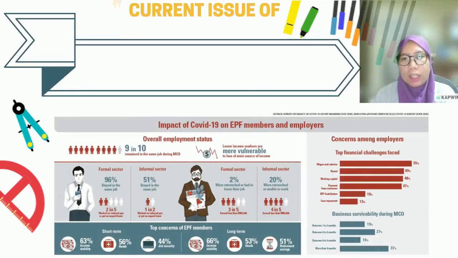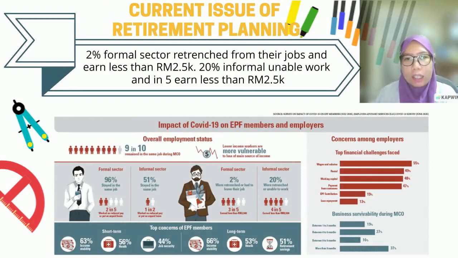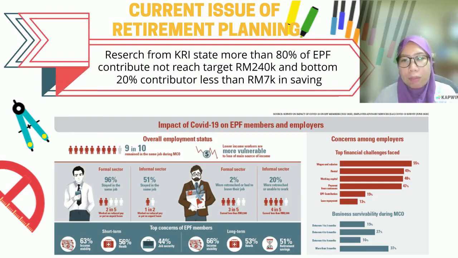Figures show that 2% of workers in the formal sector were retrenched from their jobs and earn less than RM2,500. After that, 20% of the workers in the informal sector were retrenched or unable to work, and in fact earn less than 2,500. Based on data from EPF, 54% of those who reach age 54 have saved less than 50,000 for retirement. Research by KRI Senior Research Associate Hawati Ahmad Hamid states that more than 80% of EPF contributors do not reach the minimum saving target of around RM240,000 by retirement age, and the bottom 20% of contributors have less than RM7,000 in savings.